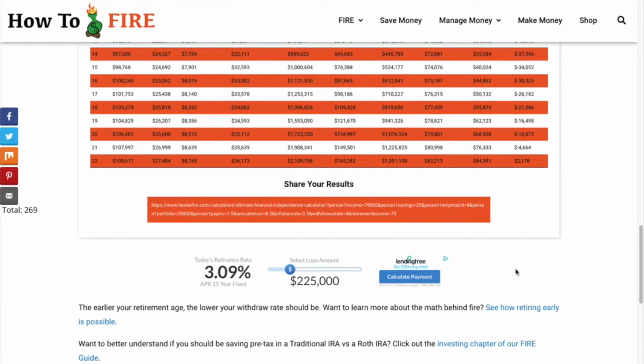Now, if you want to share your results with friends and family, all you have to do is copy this share your results section here, and it'll take that person right to the calculations that you already did.